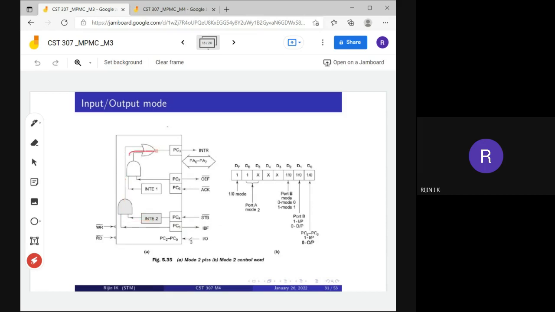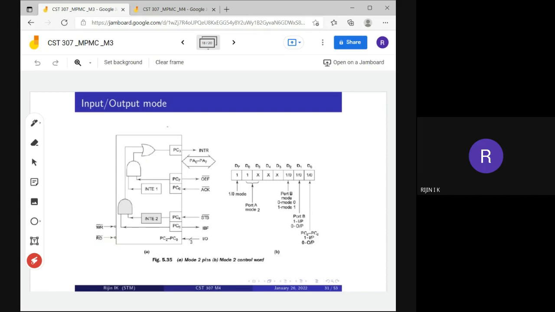Okay, that interrupt signal, through PC3, it will send it to the microprocessor. What that interrupt signal means is that data is available in the input buffer of the 8255. The microprocessor can read the data. Okay, then the microprocessor will generate a read signal. Through this read signal it will read the data through the data bus buffer. So that is the input operation.